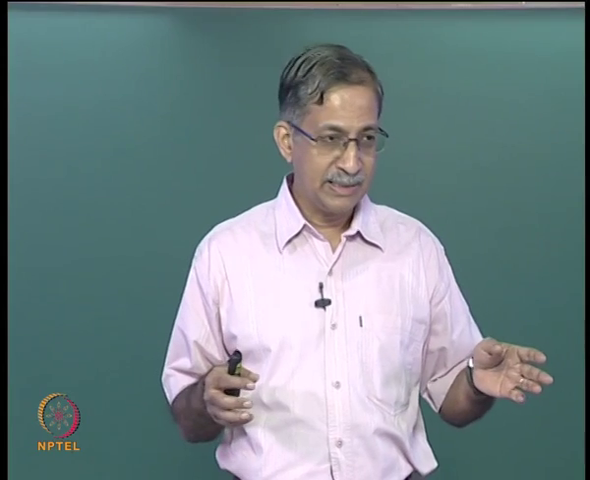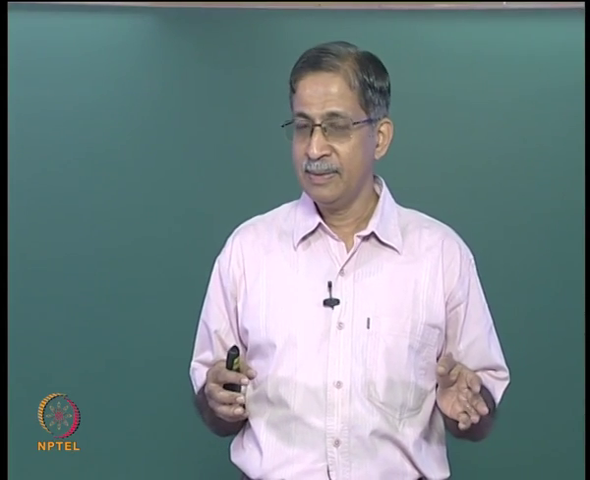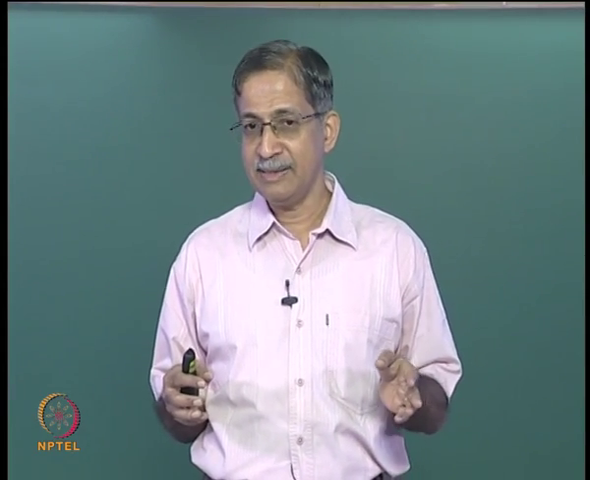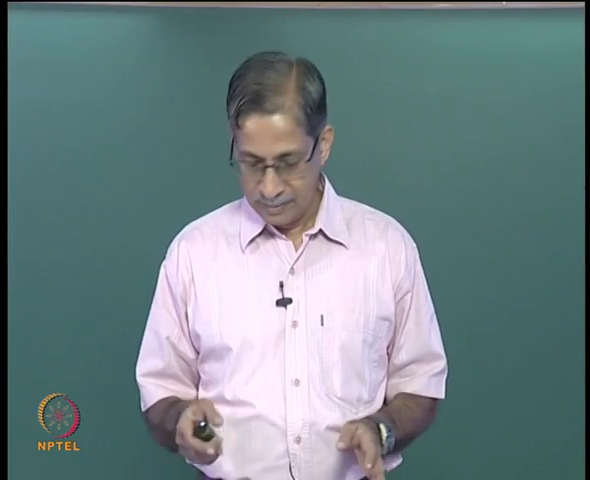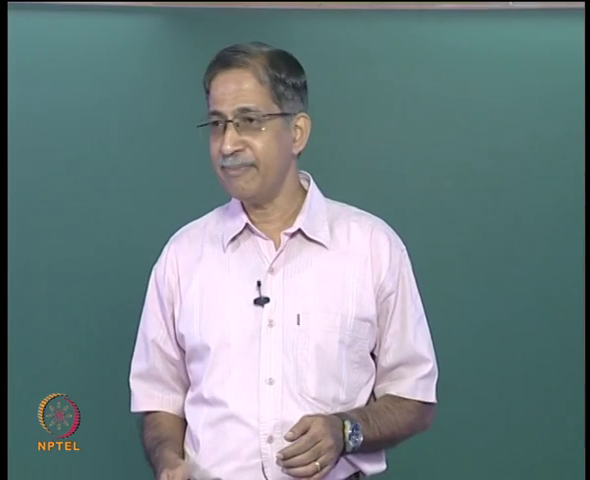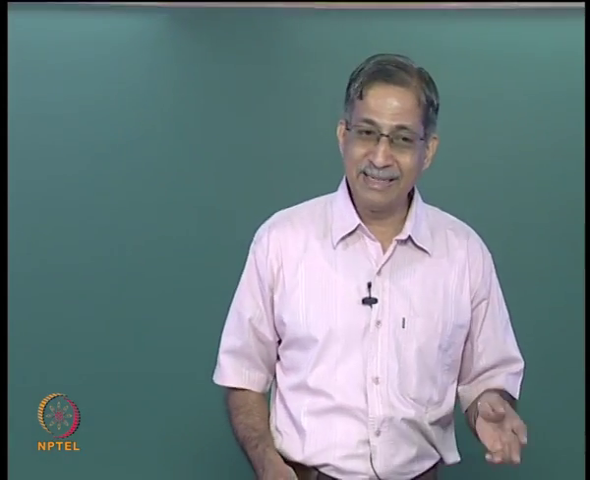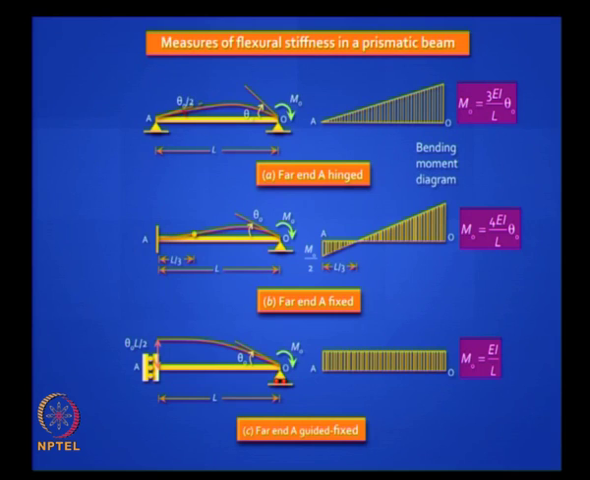If the far end is simply supported, it is hinged, then it is 3EI by L. If the far end is fixed, it is 4EI by L. Clear? Okay. Let us take this one step further. Let us say the far end is a guided roller support.